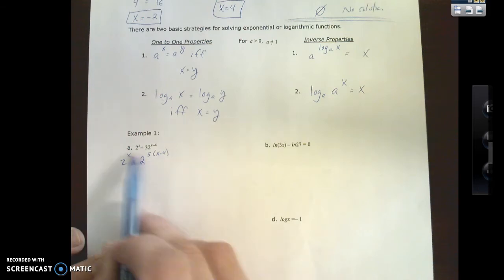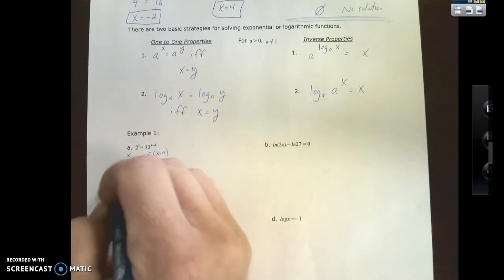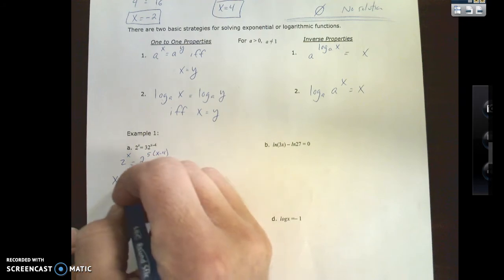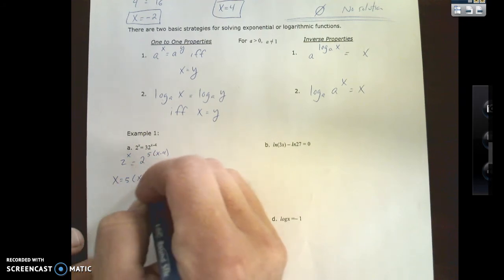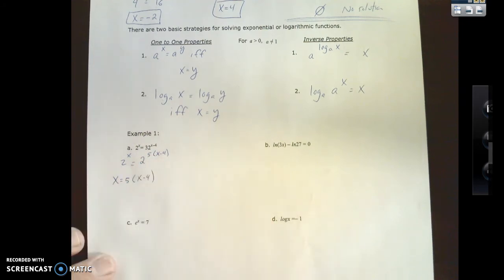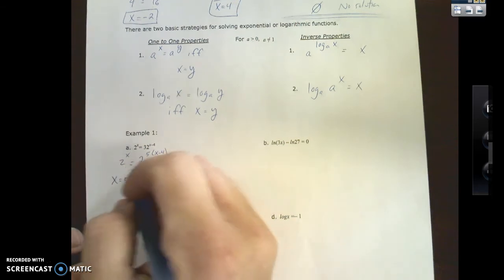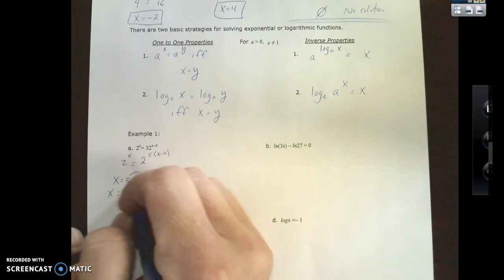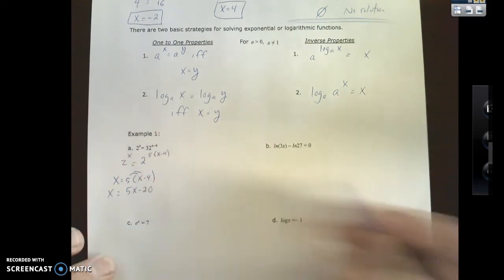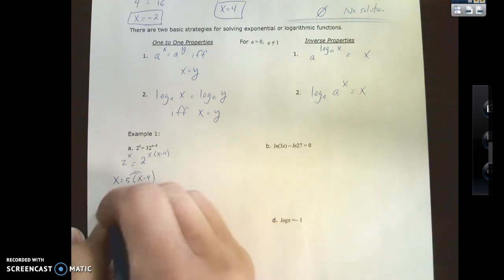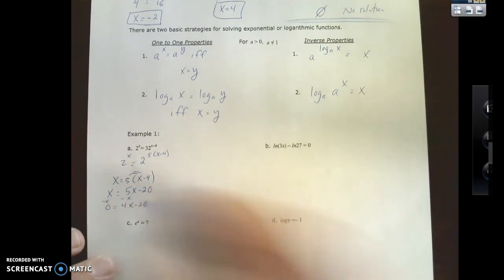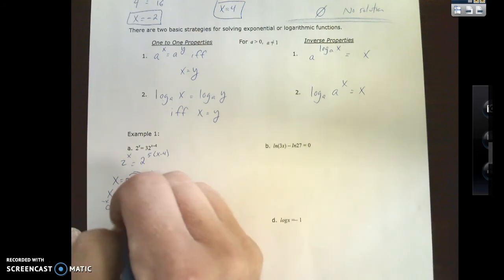If I have the same base, all I need to make them equal is make the exponents equal. x equals 5 times x minus 4. And this becomes a very easy problem to solve. I can distribute that: 5x minus 20. I'm going to go ahead and subtract x over. 0 equals 4x minus 20. I'm going to add 20 over.